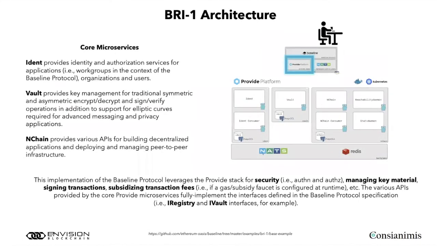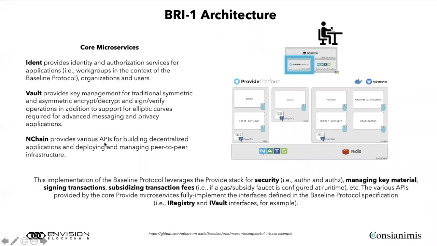So let's talk about what's happening and what's involved, right? We're taking a little zoom in on the Provide platform, and we're going to read through some of the documentation that was provided in the baseline protocol repo, of course. One thing to consider off the bat is that this Provide platform is built on a set of core microservices. There's Ident, for example, which is being showcased. There's Vault, which is being showcased. There's NChain, which provides all the various APIs.